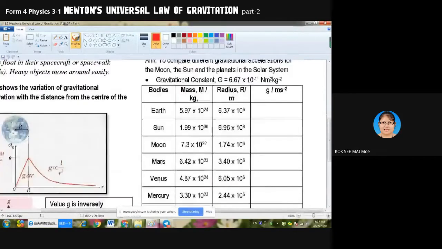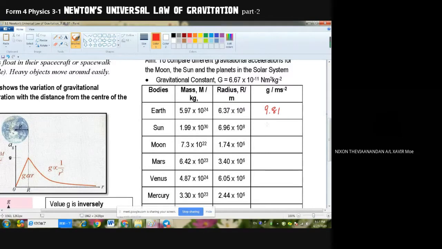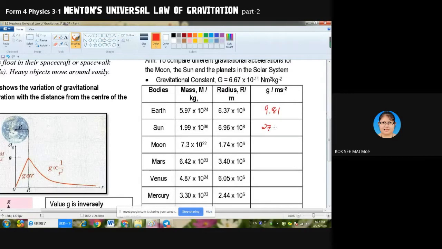Everyone, have you completed already or not? I want the answer only. Straightforward, give me the answer. Okay, then I go to this part. The first one, everybody knows it's 9.81, is it? Yes. Okay, next. Answer? 274. Got decimal point or not? No. Next.